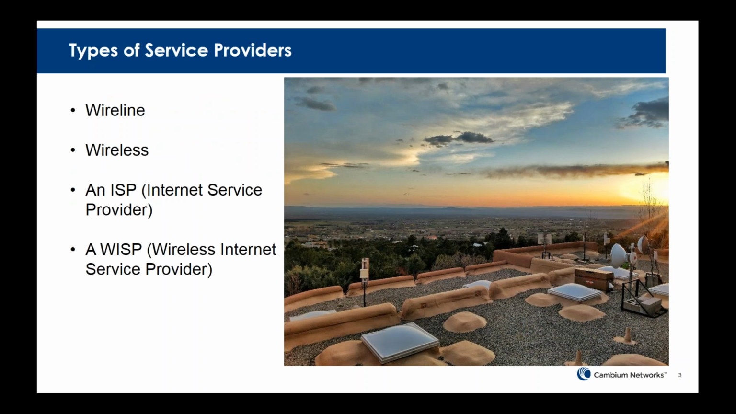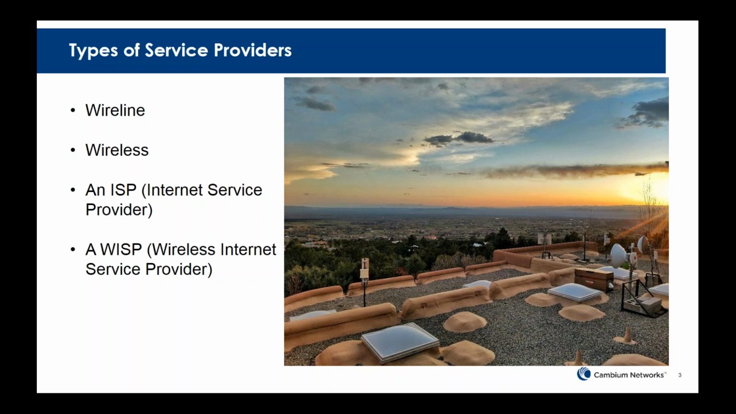So there are different types of service providers you find in the marketplace. Traditional wireline service providers could be your local telephone or cable company, for example. When they say wireless in this sense, we typically are thinking of cellular providers like Sprint or AT&T or any of the other providers across the globe that send the signal to your little handset.